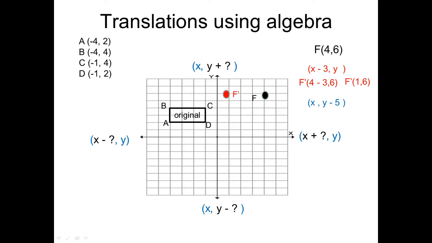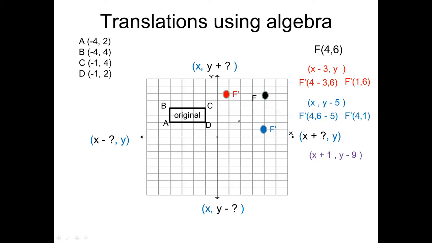My blue one, I'm not going to move any direction in the x, but I'm going to move my y coordinate down 5. So applying the algebra, the 4, the x coordinate, stays the same, but my y coordinate 6 is going to go down 5. That gives me the new ordered pair 4, 1.